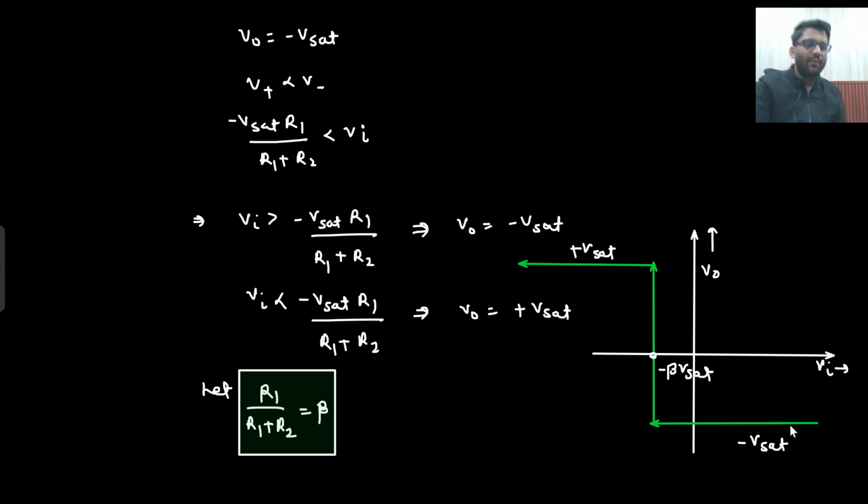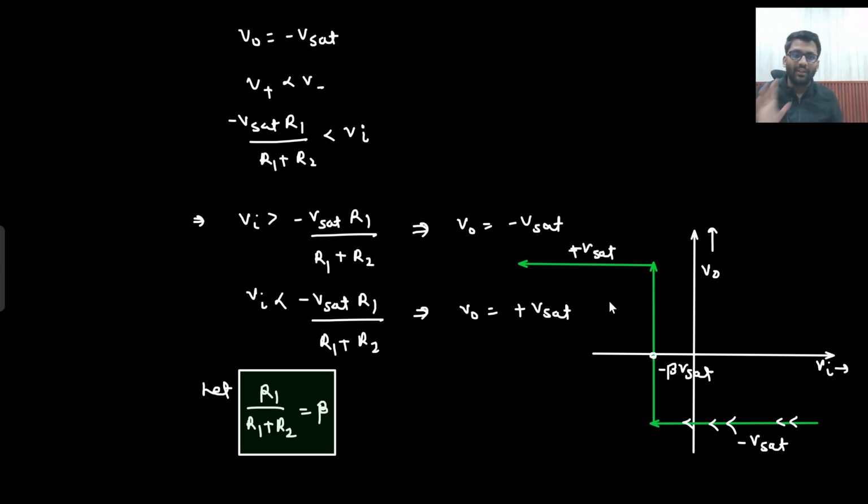Did you understand the sign of the arrow? I was at minus V set. Then what did I do? I kept on decreasing my input. When I kept on decreasing my input, I got to know that after a certain point, I am getting my output to be plus V set.